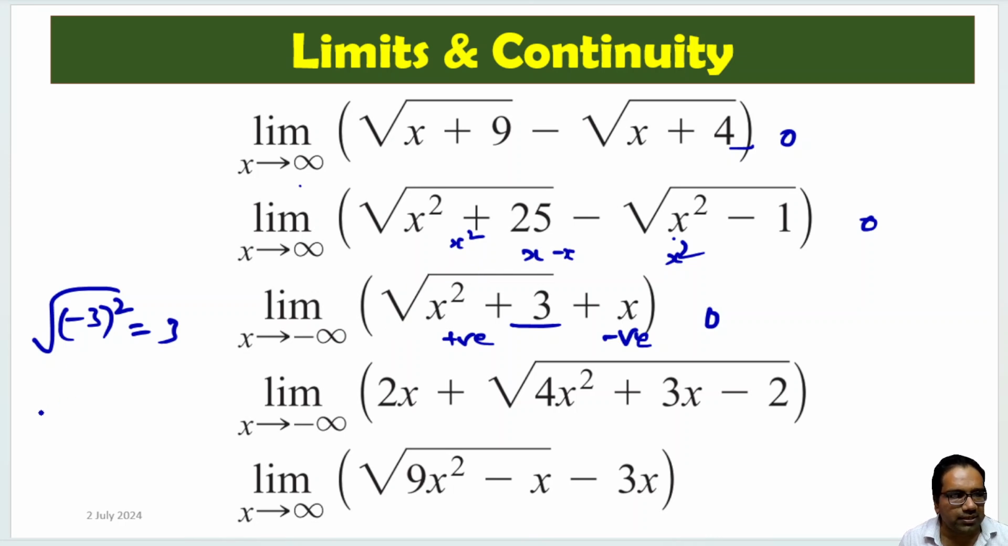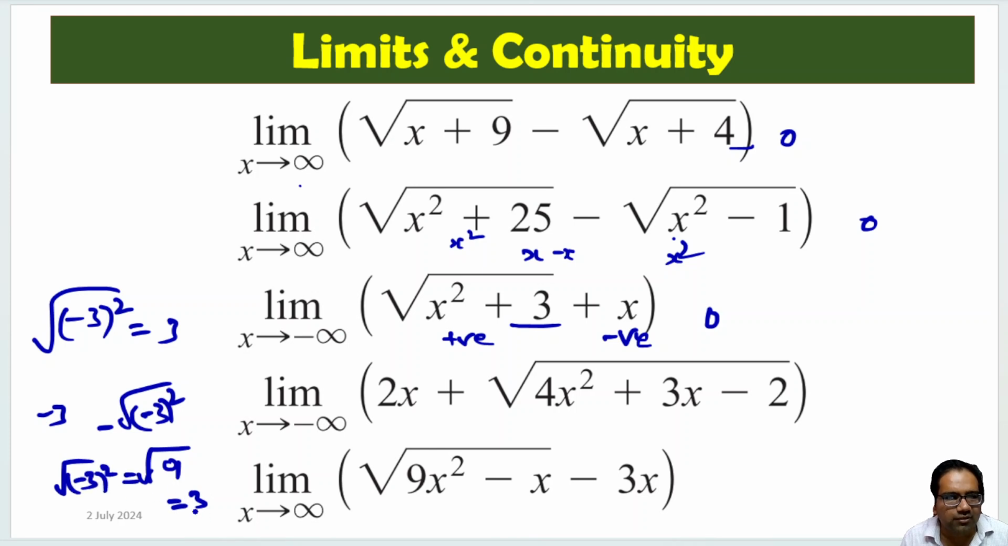Say x is minus 3. If x is negative, something like minus 3, then we have to take it inside as under root minus 3 whole square, with a minus of this. Because under root minus 3 whole square is under root 9, which is actually equal to 3. So minus 3 is not equal to 3, right? If you have to write minus 3, then you have to write minus of this thing. That is the only thing that we have to take care of.